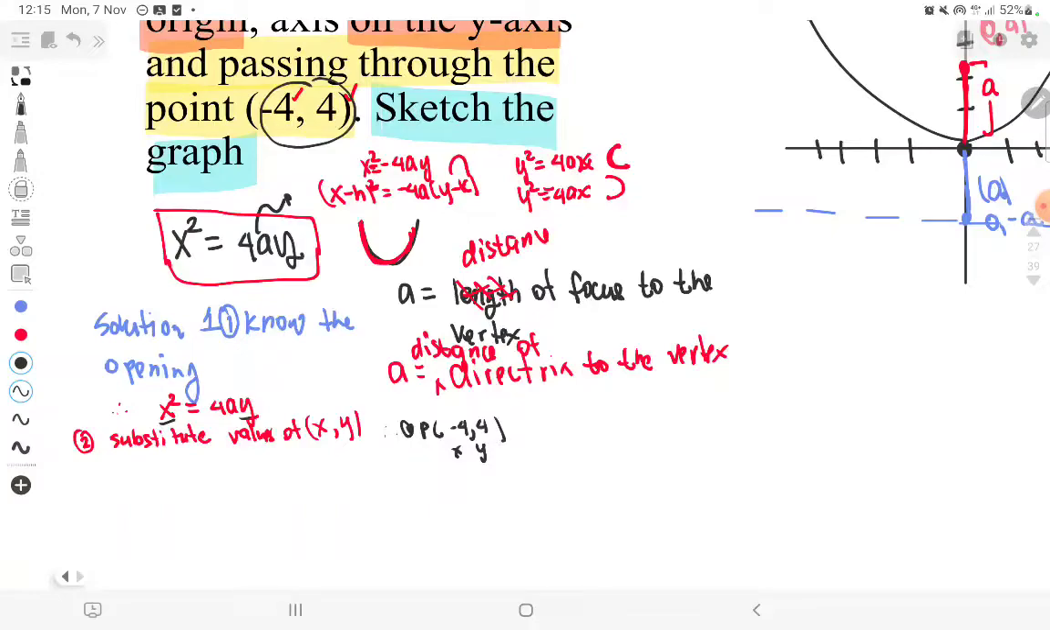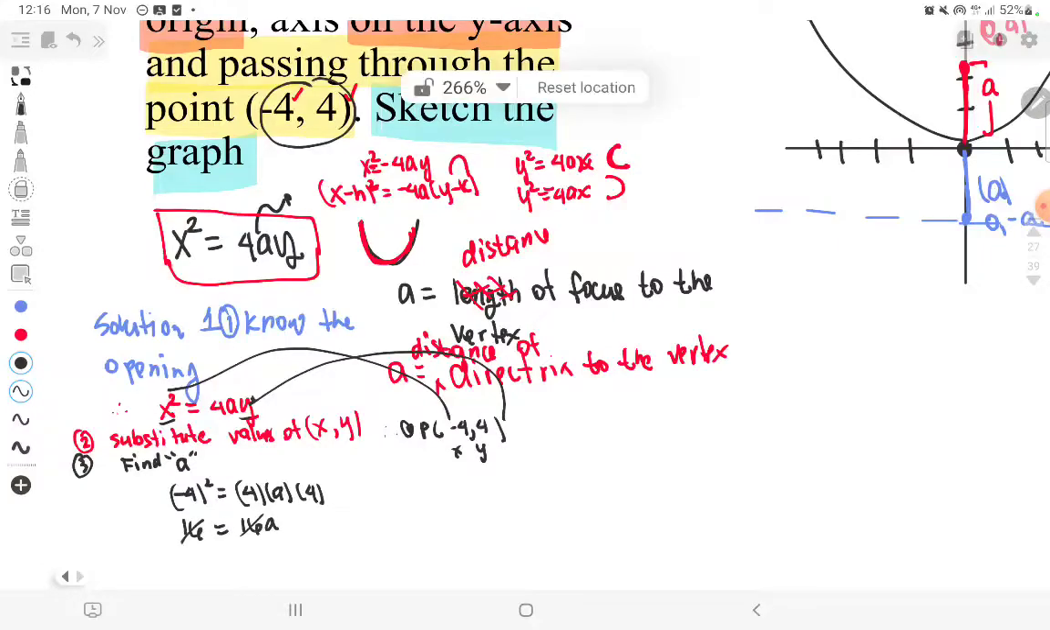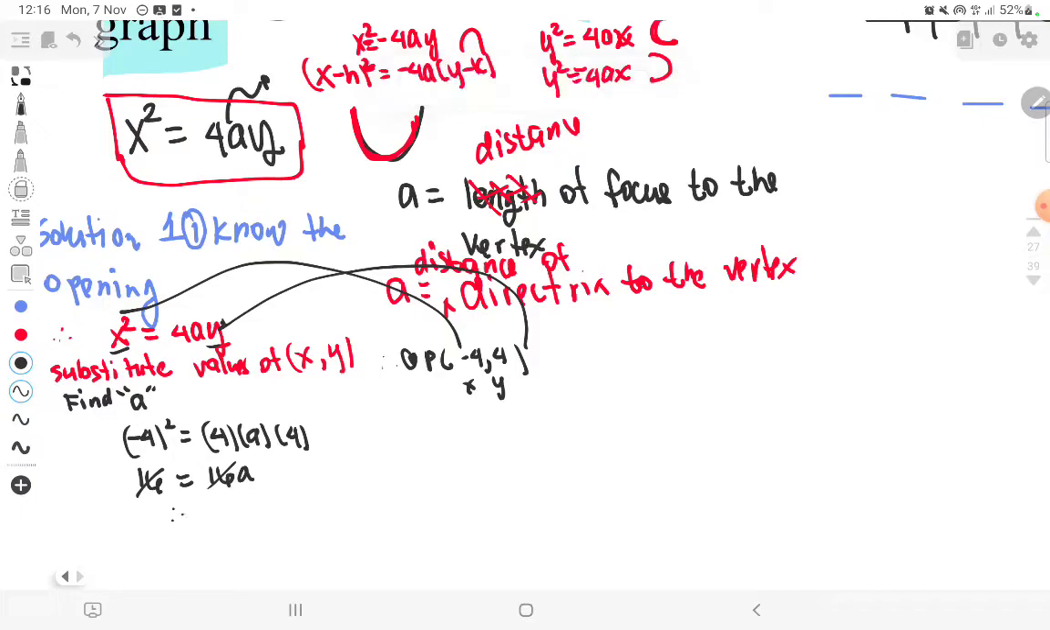If you have your calculator with you, let's substitute our x and our y to find a. We will substitute our x here and our y here. So we'll have (-4) squared equals 4 multiplied by a multiplied by 4. So we'll have 16 equals 16a, cancelling out the 16 because 16 divided by 16 is 1. We may say that a is equal to 1.